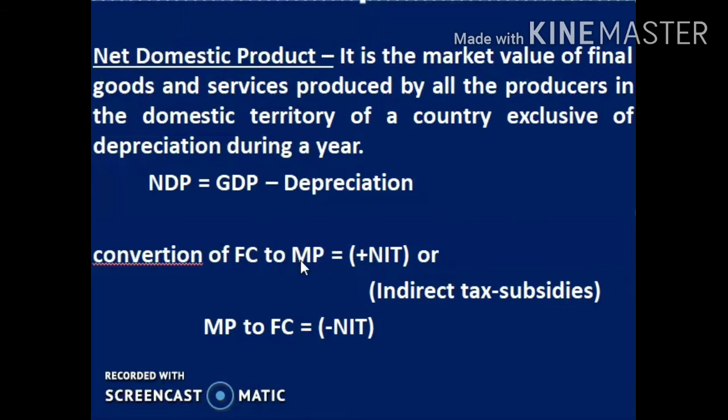Market price means when it is brought to the market for selling, a term is to be added. The term is NIT, that is net indirect tax. Otherwise, in the question indirect tax will be given separately and subsidy separately, so we have to subtract the subsidy. Then find the NIT. So to convert factor cost (FC) to market price (MP), we have to add NIT, and to convert market price to factor cost, we have to subtract NIT. We have to subtract the taxes to find the factor cost.